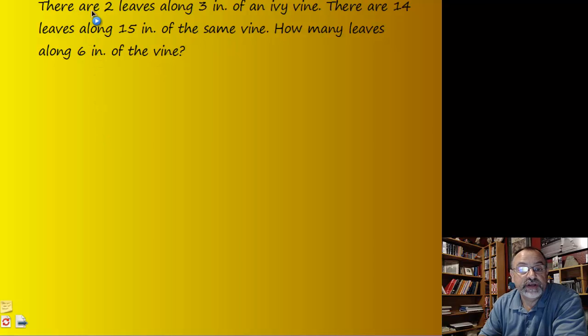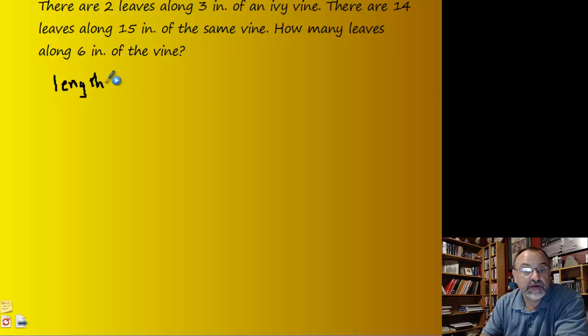So, example here: there are 2 leaves along a 3-inch vine, and there are 14 leaves along a 15-inch vine. So it's describing the same thing twice. 2 leaves on 3 inches, 14 leaves on 15 inches. What's happening there is they're actually giving me 2 ordered pairs. 2 leaves along 3 inches. Now again, normally what comes second is the independent, so I'm going to use the length of the vine as my x, because that comes second.